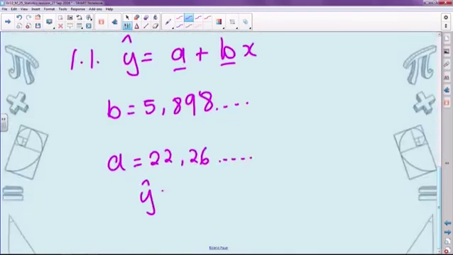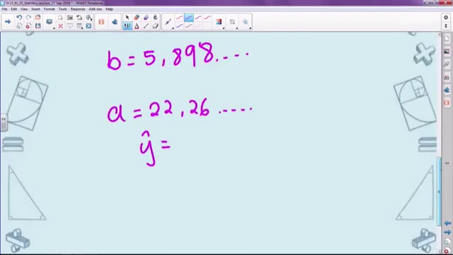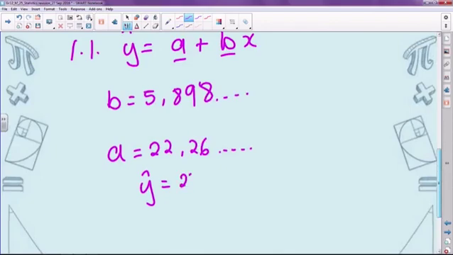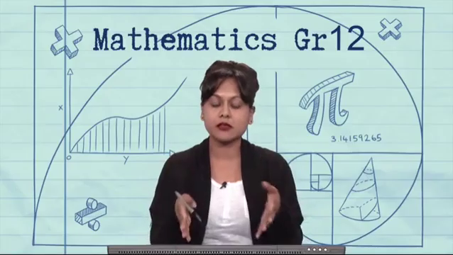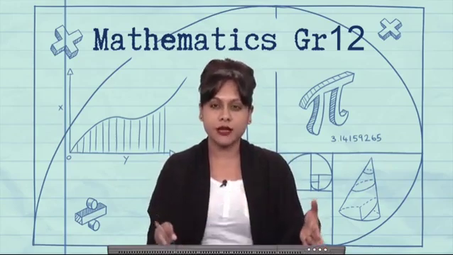My regression line is going to have the following equation: y hat is equal to a, which is 22,26, plus b, which is 5,89. If we round that up, 5,9 times x. Okay, you need to get that part right. That is the key part in this question, because all the questions that follow are going to be based on this line that you found.